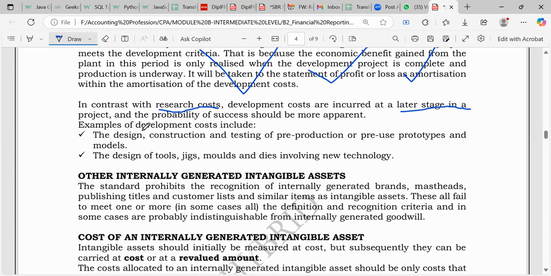Look, for example, examples of development costs. The design, construction, and testing of pre-production or pre-use prototypes and models. You have even done the construction and the testing of something. Something is actually visible, right? You actually expect to get something. But also the design of tools, jigs, molds, and dies involving new technology. You see that, you're using new technology, so we expect to get something from this. Although this alone won't be the condition to say that you have to capitalize, it will show that this is development cost. So much care needs to be done, right?